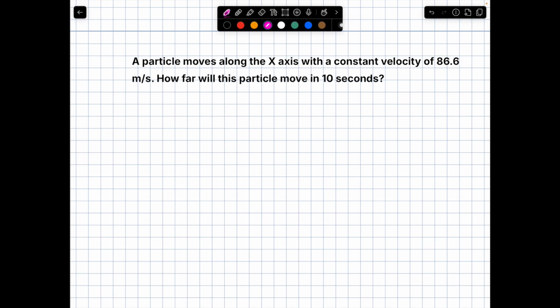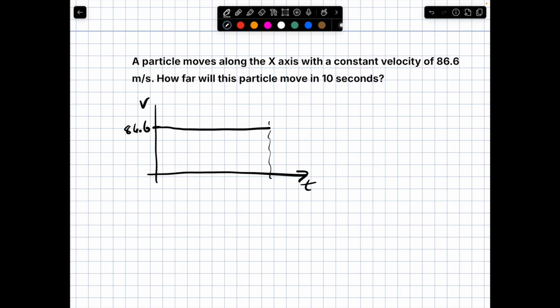Well, I'm going to start with my favorite way, and I'm going to draw a velocity graph. I want you to note the velocity graph doesn't have to be anything beautiful. It's just a sketch. If the velocity is 86.6, that means it's constant at 86.6, and it happens for 10 seconds. Now the area underneath that, which is really just a rectangle, is equal to the displacement, and that's going to be 86.6 times 10, which is 866 meters.